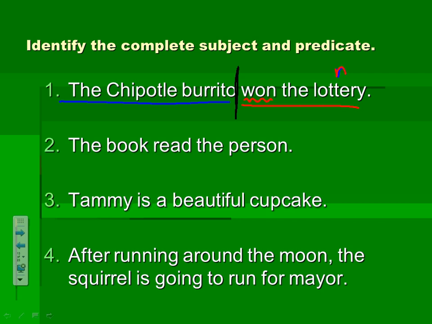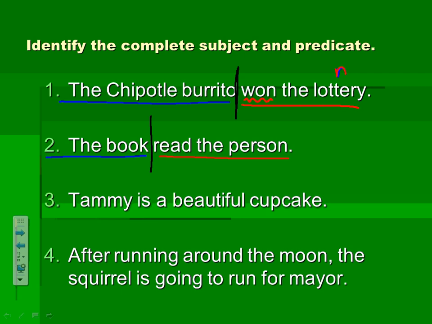The book read the person. Your dividing line should be before read, because read is your verb. So your complete subject should be labeled the book, and your complete predicate should be read the person. It's a fun sentence. Number 3, Tammy is a beautiful cupcake.